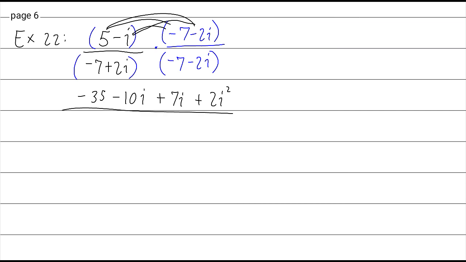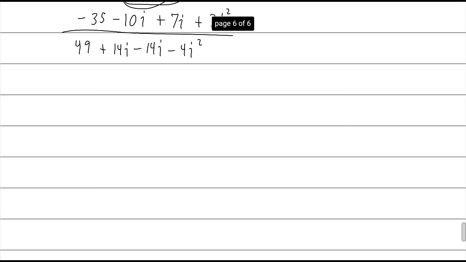Over negative 7 times negative 7 is a positive 49. Negative 7 times negative 2i is going to be a positive 14i. 2i times negative 7 is a negative 14i. Those will cancel. And then 2i times negative 2i is a negative 4i squared. All right, too much going on there. Let's kind of just ignore it.